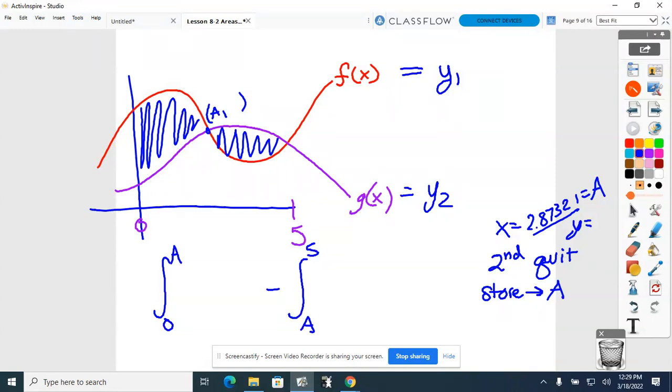So in order to solve this problem, I need to integrate from 0 to a of f of x minus g of x. And then I need to go from a to 5, but this time the g's on top. So the f is first in my first integral, and the g is first in my second. And that's basically what you would write down.